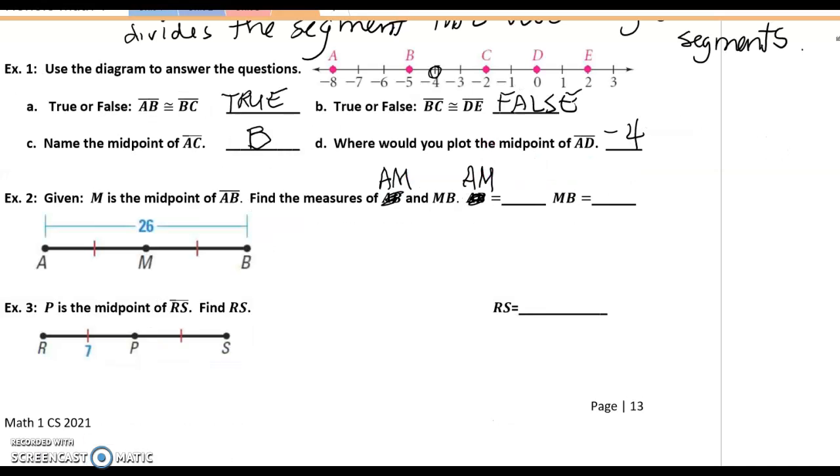All right, example 2 says, given that M is the midpoint of segment AB, find the measures of, so there's a couple typos here. It says find the measure of AM and MB. Okay, because we know that M is the midpoint, and we know that these two segments on either side of the midpoint are exactly the same length. And because A to B is 26, M is the midpoint, that means each of those segments must measure 13 units.